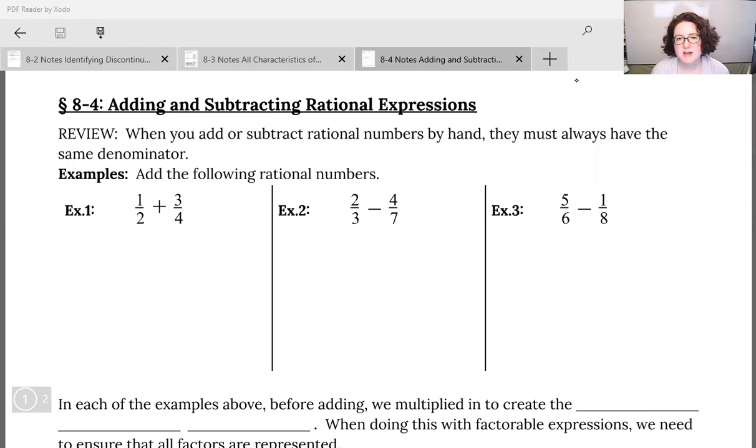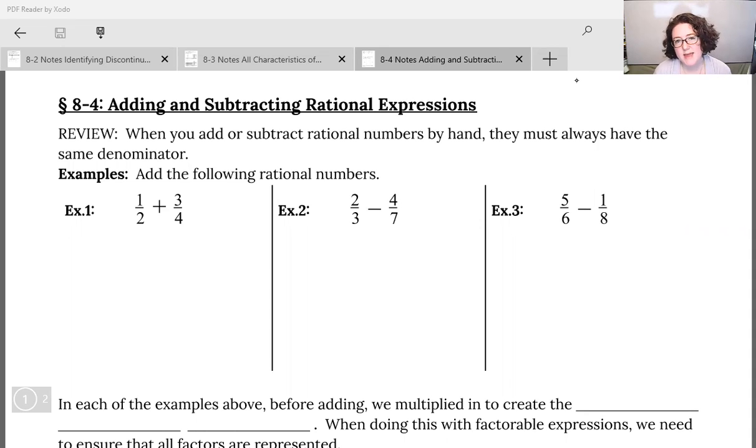Now that we've taken some time looking at graphs and their characteristics, now let's look at the more algebraic end of rational expressions. And today we're going to add and subtract rational expressions, getting ready to solve equations over the next 2 lessons. So we will be splitting those up a little bit for extra practice.